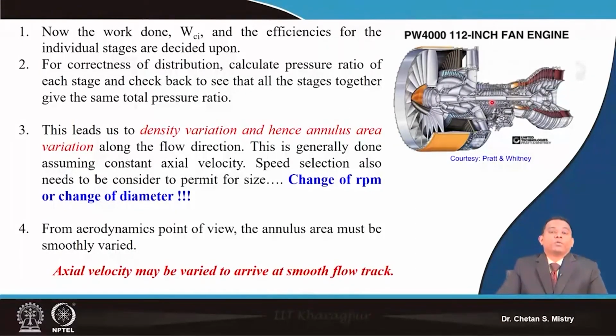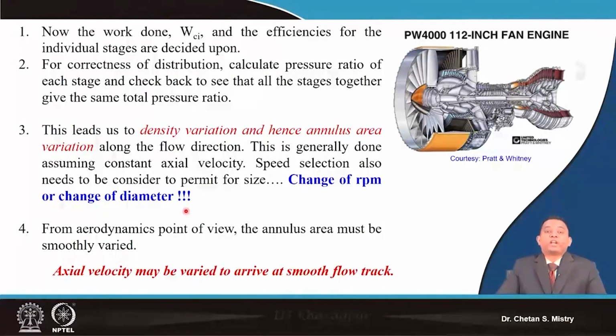Okay. Now, because of the variation of density, we have a variation of annulus area, and it may be possible that we will have variation of diameter, and that is why we will have variation of peripheral speed. So we need to take care of this change. Both parameters change, the change in RPM and the change in my diameter. And as we have discussed, when we talk about the aerodynamic aspects, we are looking for a smooth flow track. And when we say we are looking for a smooth flow track, it may involve some compromise.